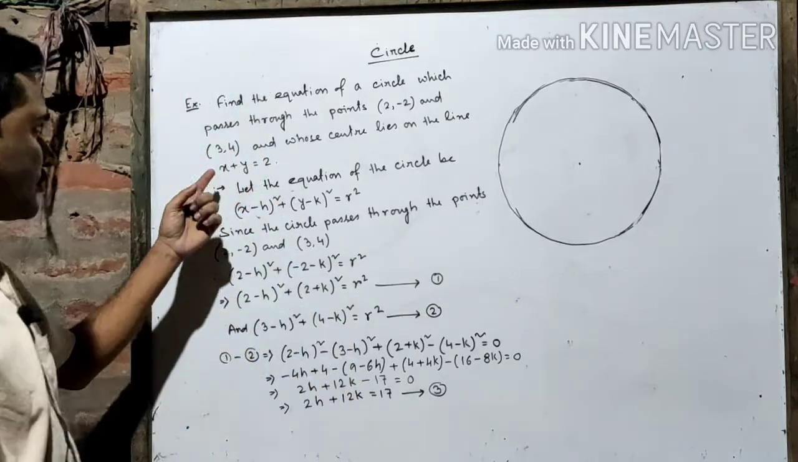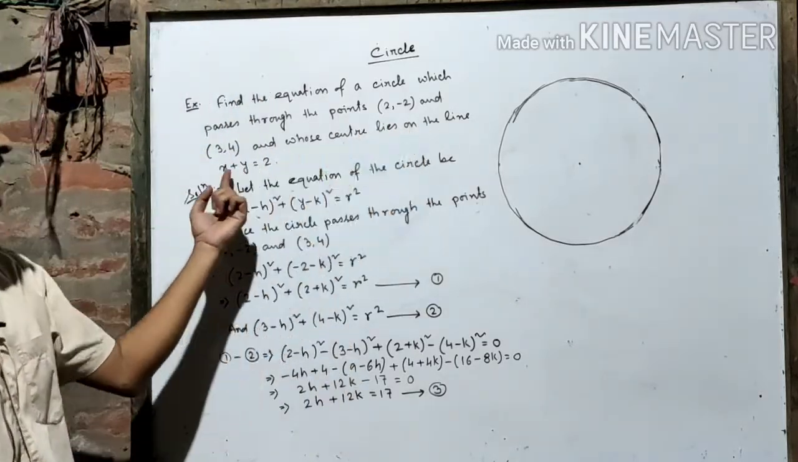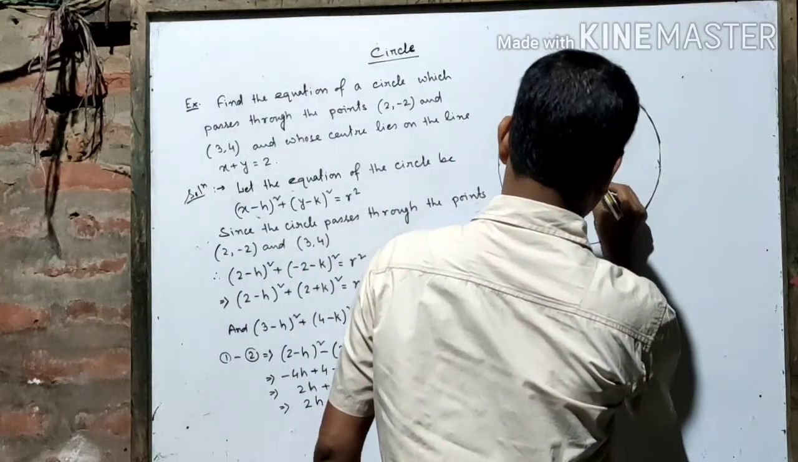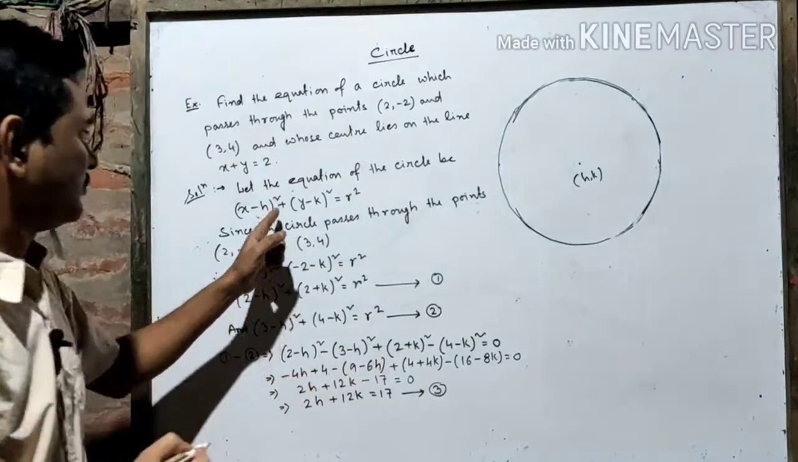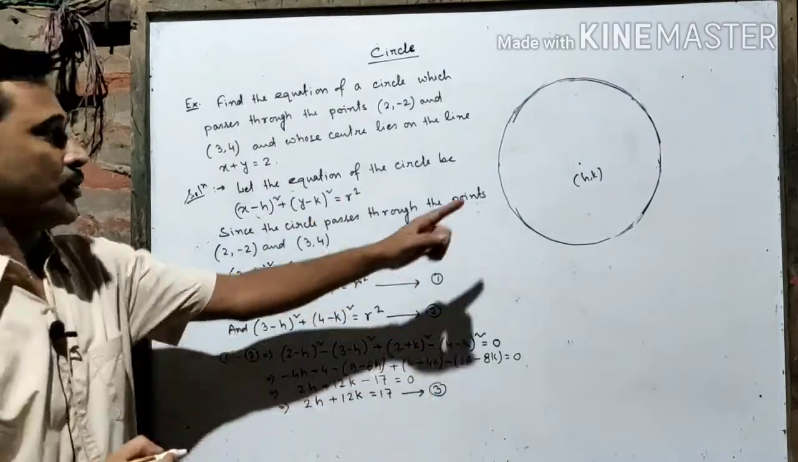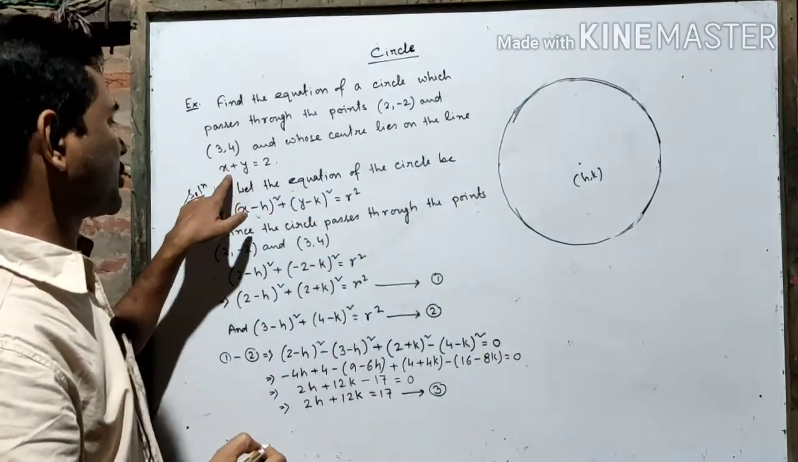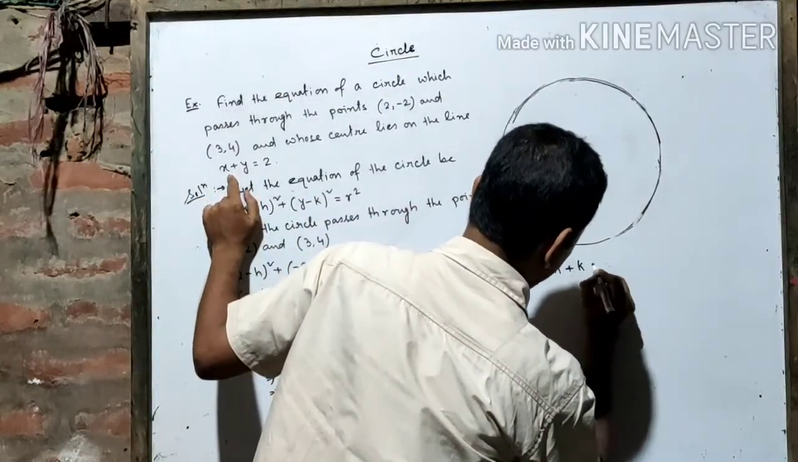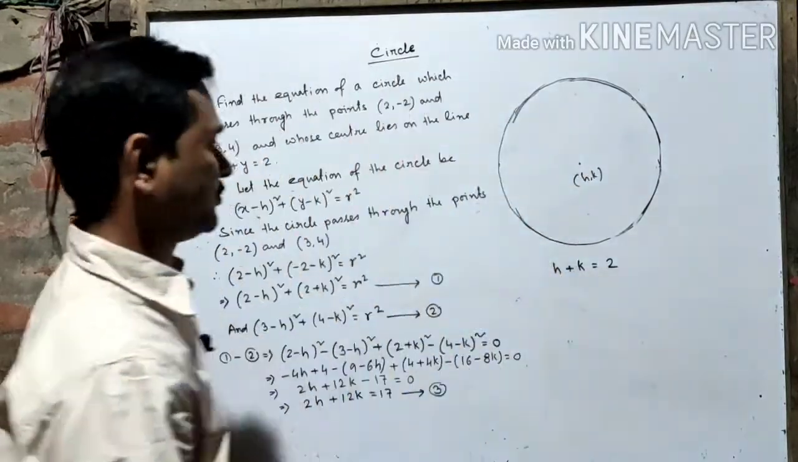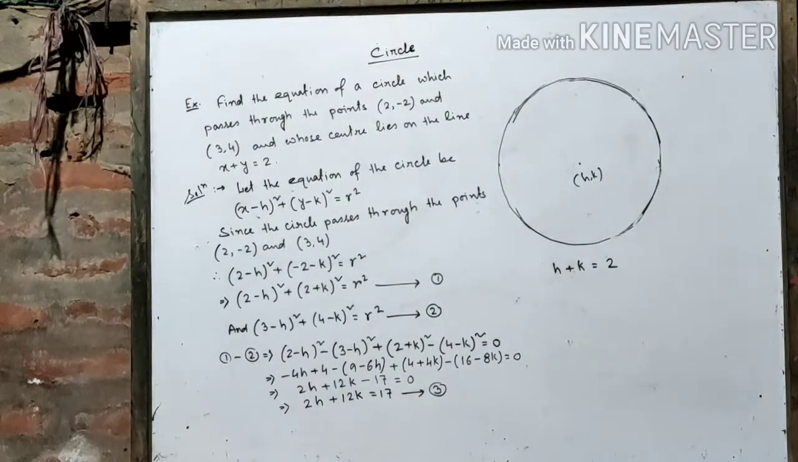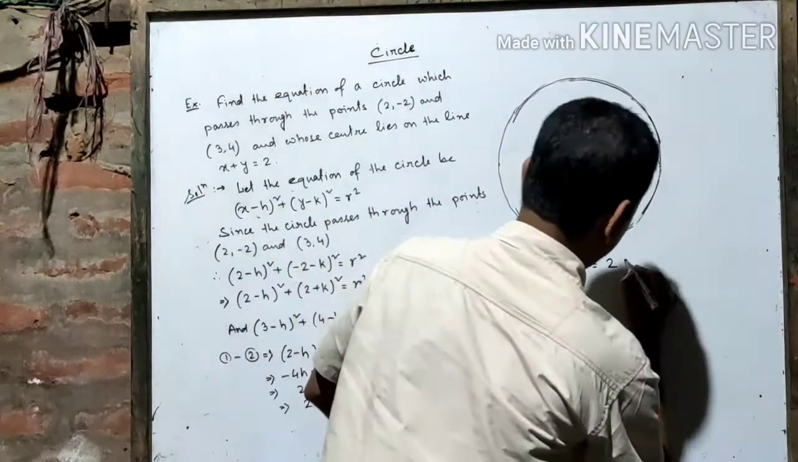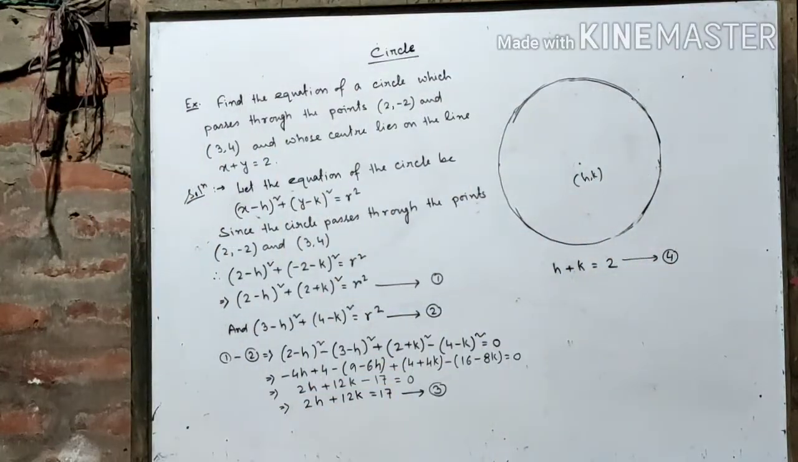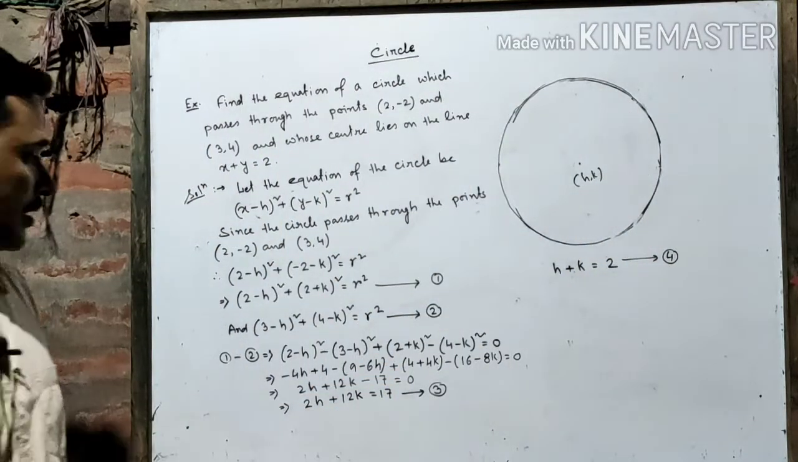Also, center lies on the line x plus y is equal to 2. What is center? Center is the point hk in our equation. So hk will satisfy the equation of this line. Therefore, we will get h plus k is equal to 2. Suppose this is equation number 4. Now we will solve 3 and 4 to find h and k.